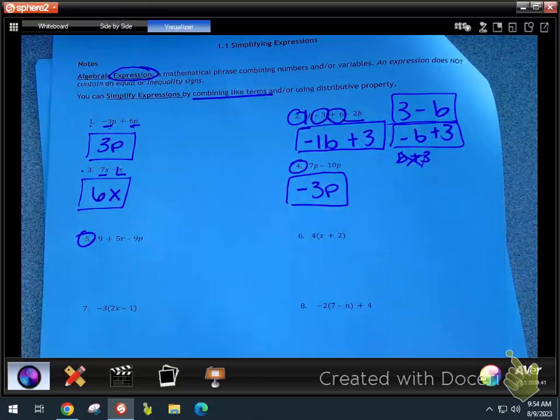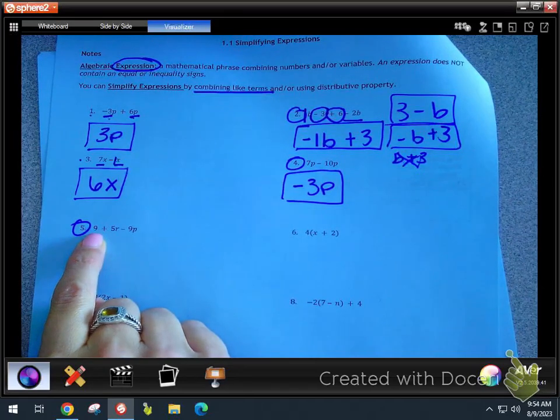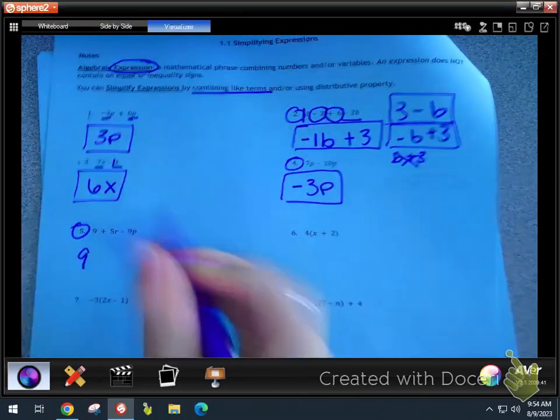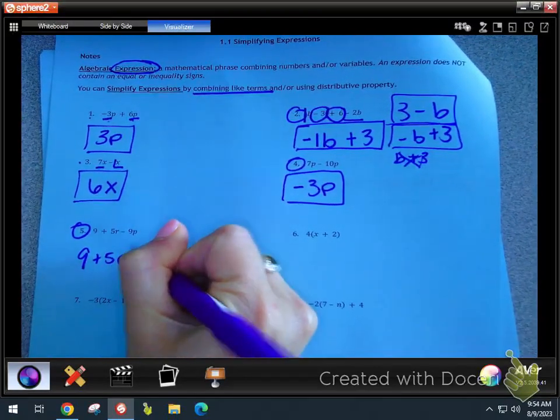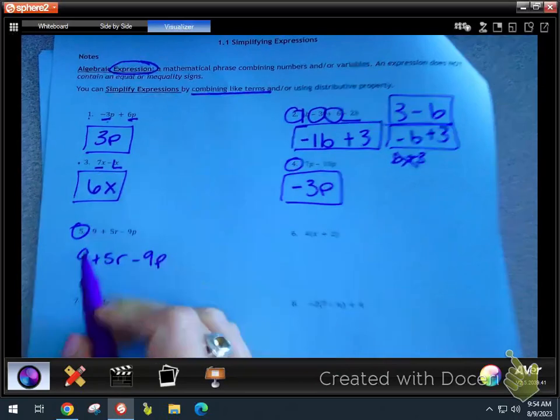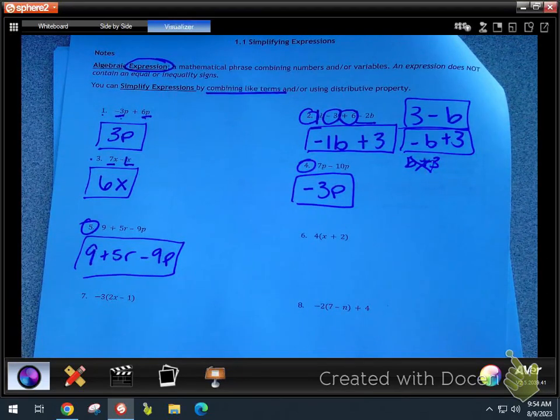All right, number 5, kind of a trick. Is there anything to do on number 5? Any like terms? No. Only one constant. Remember, a constant is a plain number, so nothing to add to the 9. Only one r, so I'm just going to drop the positive 5r. Only 1p. Nothing to do. There's your answer. Kind of a tricky question, but really no work. The answer is the question. I typically am not going to give you something like that on a test, but I just want to show you that sometimes it just works that way.